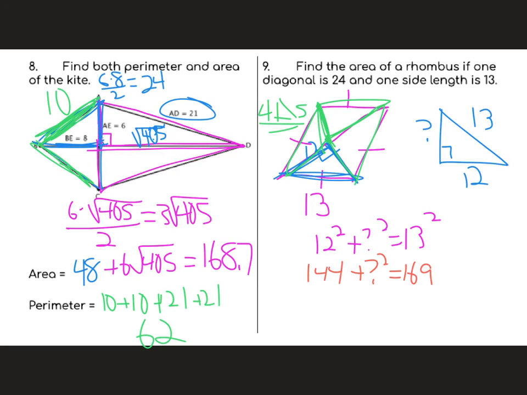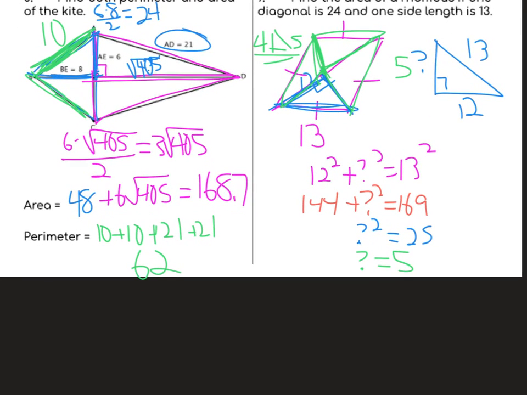Subtract 144 from both sides, and you're going to get 25. So that means that the question mark is 5, because the square root of 25 is 5. So this is 5. So the area of that blue triangle is going to be 5 times 12 divided by 2. So that's 5 times 6, which is 30.